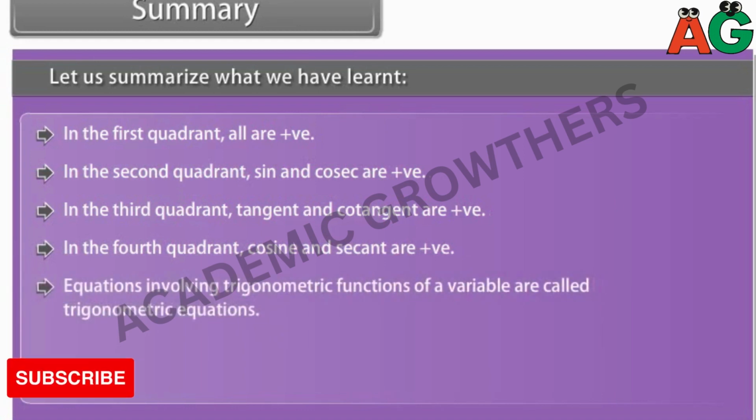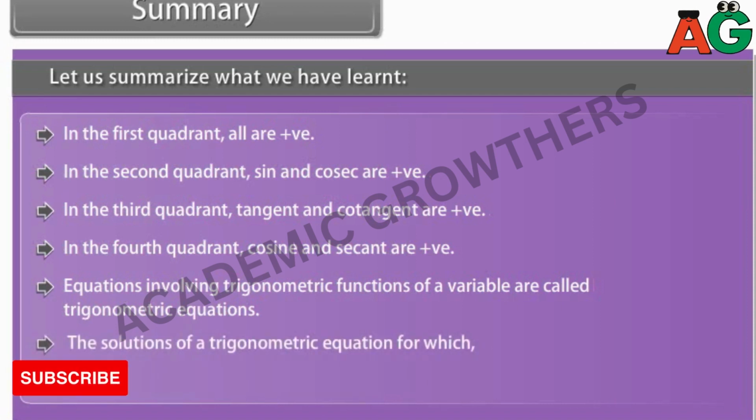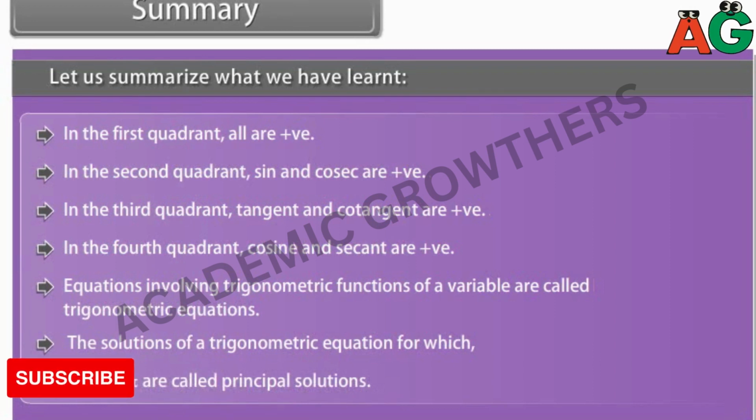Equations involving trigonometric functions of a variable are called trigonometric equations. The solutions of a trigonometric equation for which 0 is less than or equal to x, which is less than 2 pi, are called principal solutions.